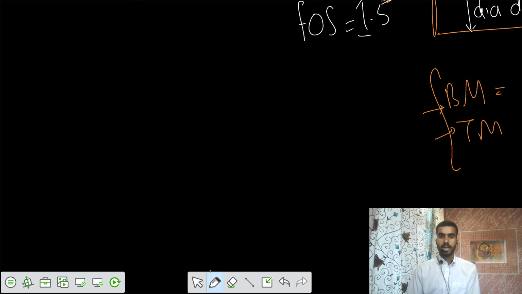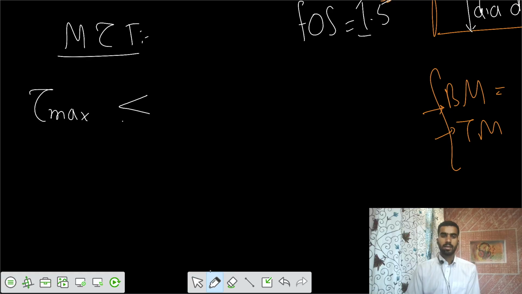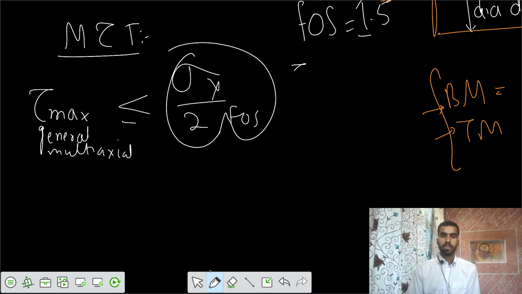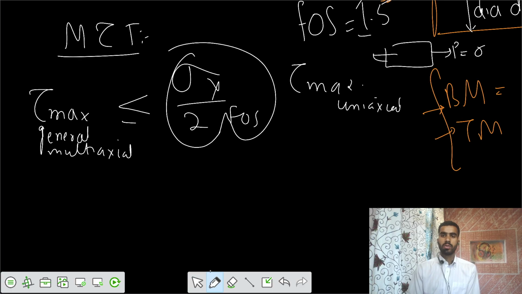As per maximum shear stress theory, your tau max should be less than or equal to tau max in the uniaxial case. This is tau max in the general loading, that's for the 3D case, tau max for the multi-axial loading. It should be less than or equal to tau max for the uniaxial loading. For the uniaxial loading, you apply a load of P, which gives you sigma x.